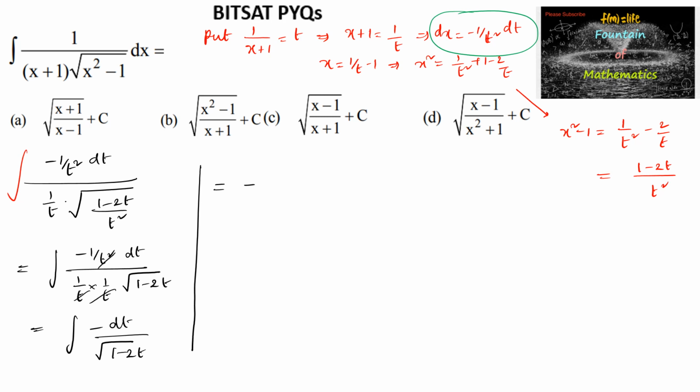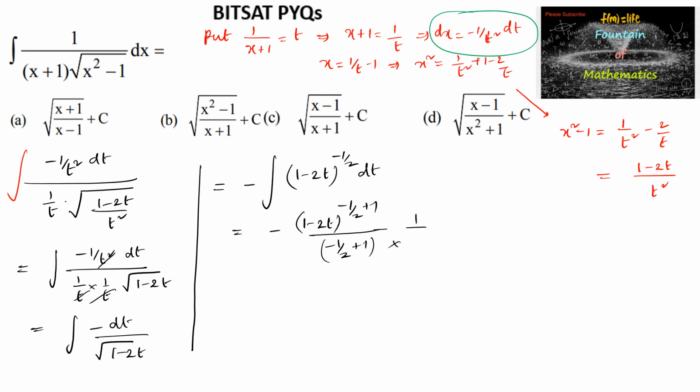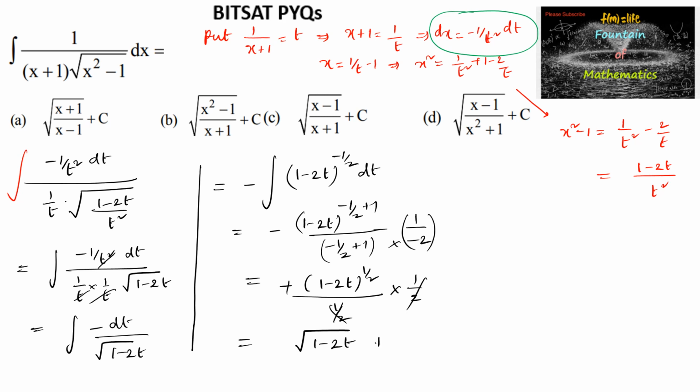On simplifying we can write minus integral (1 minus 2t) whole to the power minus 1 by 2 dt. Let us use integration: (1 minus 2t) whole to the power minus 1 by 2 plus 1, upon minus 1 by 2 plus 1, into the coefficient of t which is minus 2, so we should divide by minus 2. So we can write minus of (1 minus 2t) whole to the power 1 by 2 divided by half into again minus of minus plus half. So half and half get cancelled. So we can write root of 1 minus 2t plus c, constant.